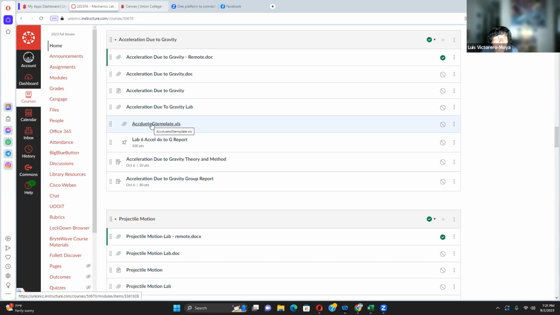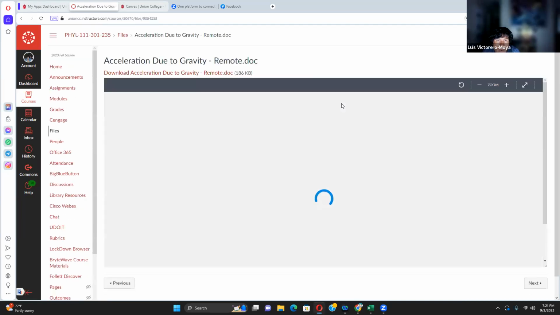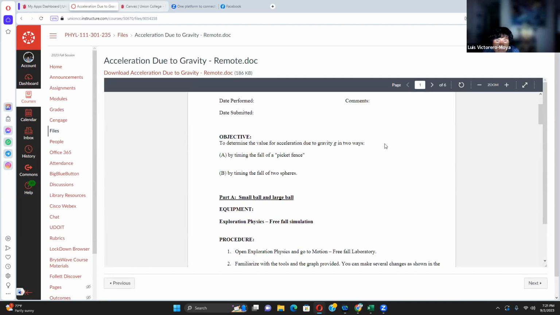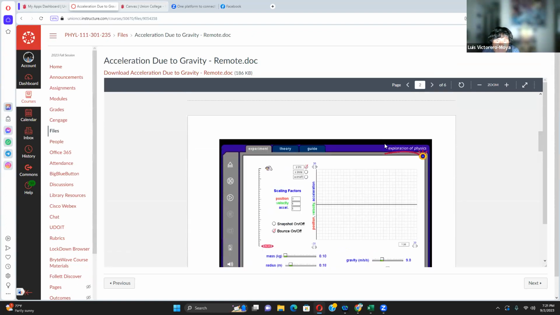Okay, guys. So this will be the video about the acceleration due to gravity. In here, you are going to be working with a couple of simulations that will allow you to investigate and verify the value of gravity, the acceleration due to gravity. So if you open this remote file, you will find the objective and the procedure for both experiments.